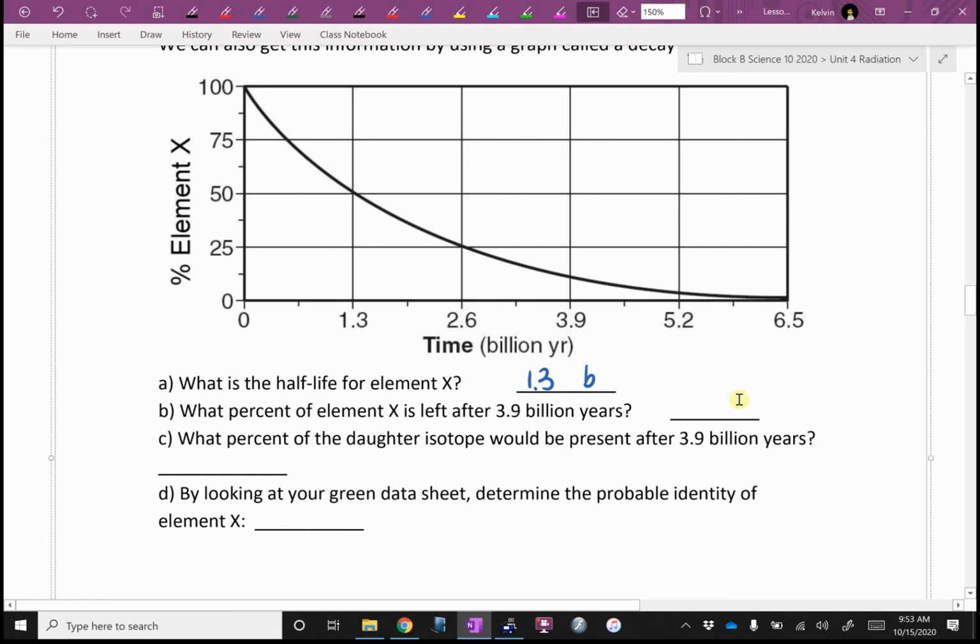Ava, my angel, look up. B says, what percent is left after 3.9 billion years? So I can either give you the percent, read across, drop down, or I can give you the time. So the time, 3.9 billion years is right here. Read up and then read across.